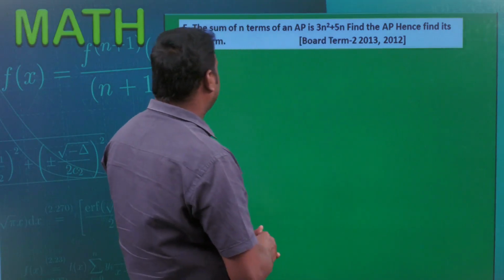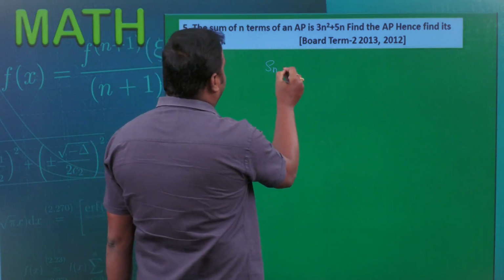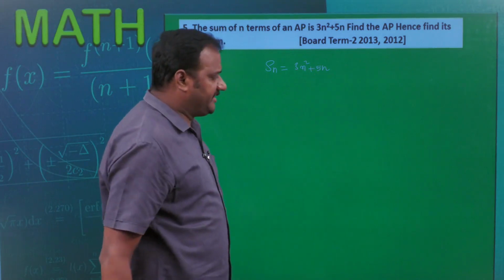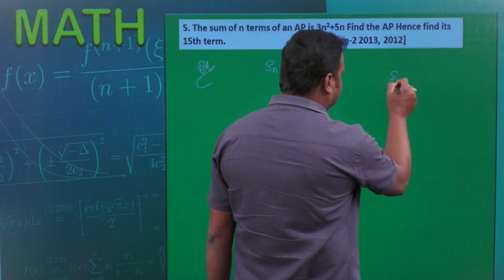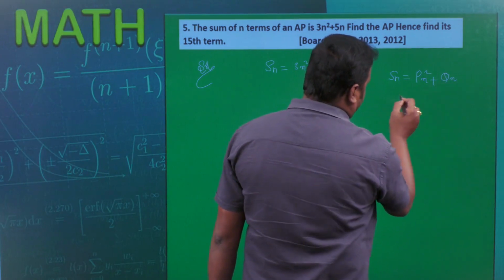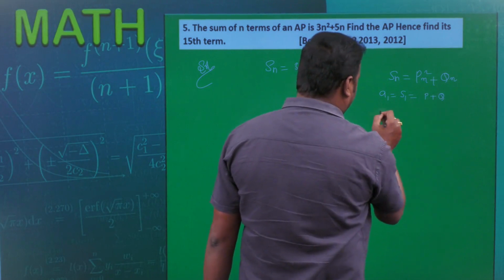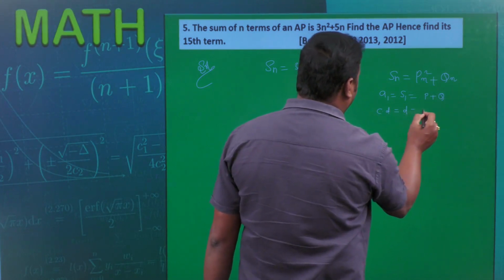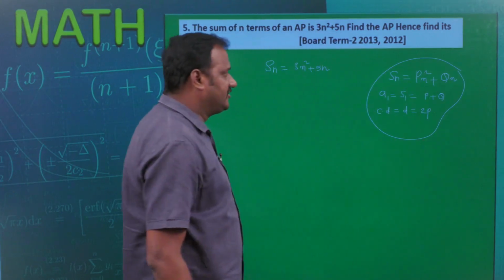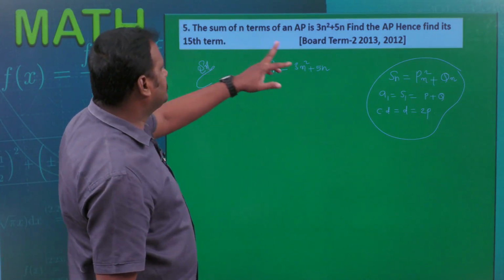Coming to the next one, the sum of n terms of an arithmetic progression. We already discussed this kind of problems. Sum of n terms of an arithmetic progression is 3n square plus 5n, and I would like to remind you again, the sum of the first n terms of an arithmetic progression is always in the form of pn square plus qn, where the first term is equal to s1, which is going to be p plus q, and the common difference d is equal to twice the coefficient of n square, that is 2p. With the help of this information, we can find out the first term as well as the common difference easily when the sum to n terms is given.